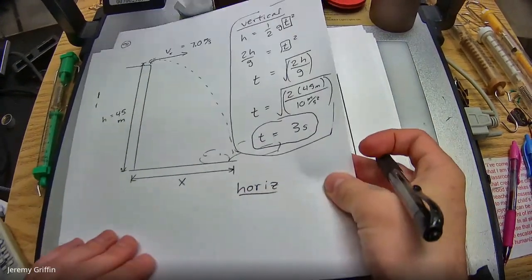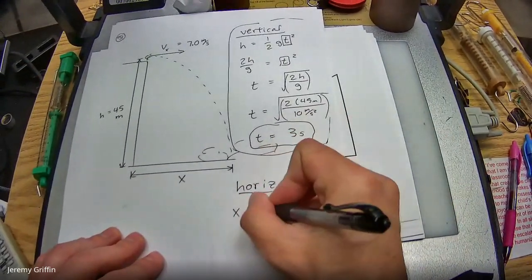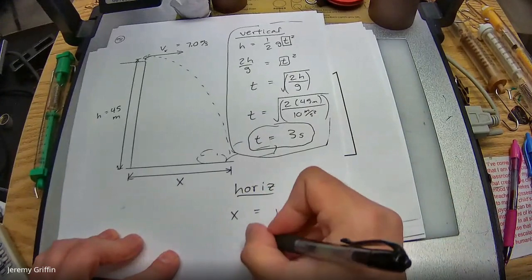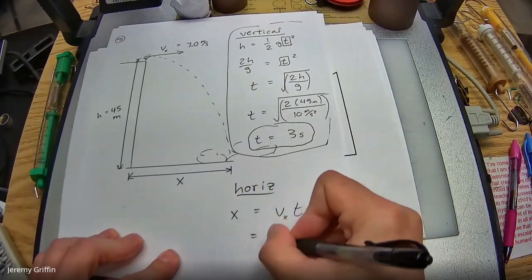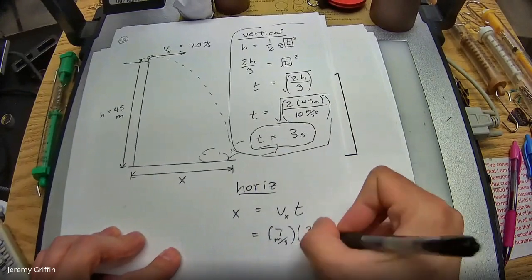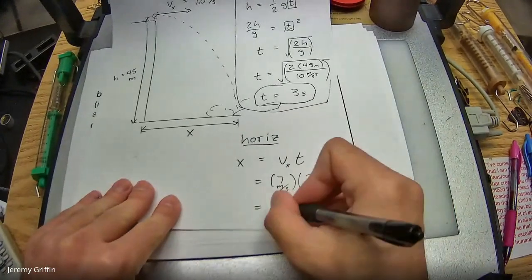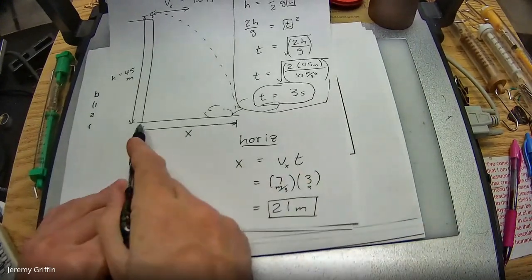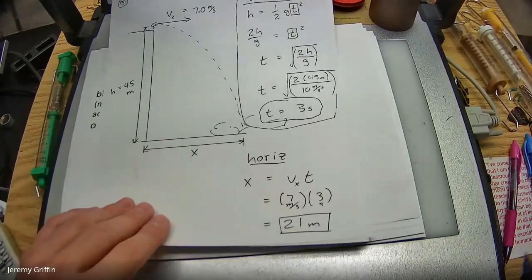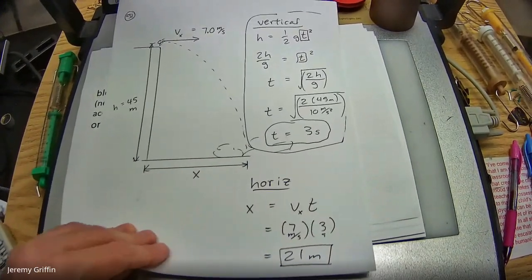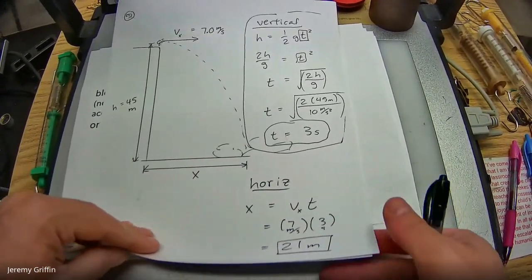Horizontal, there's only one equation that even applies, and that's x equals vt, because there's no acceleration horizontally. So, you know, the keys are going at 7 meters per second across the field, and they're doing that for 3 seconds. Boom, boom, 21 meters. Done. So we're going to climb down the cliff, and we're going to measure 21 meters from the base, and we're going to start looking for those keys 21 meters from the base. Right here. Everybody, okay?